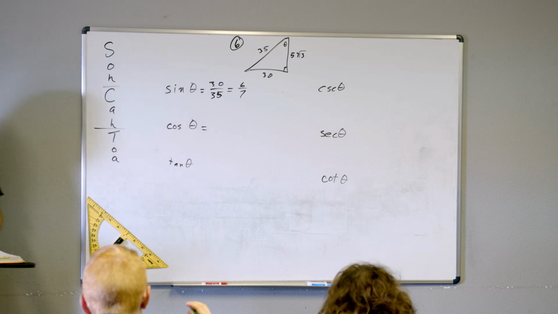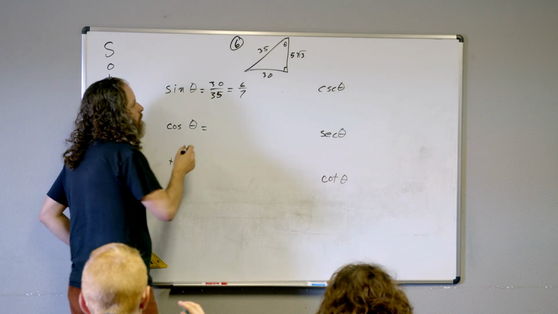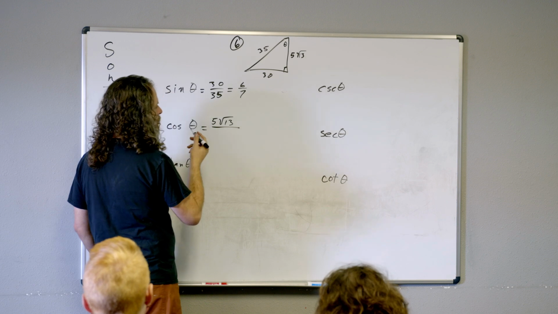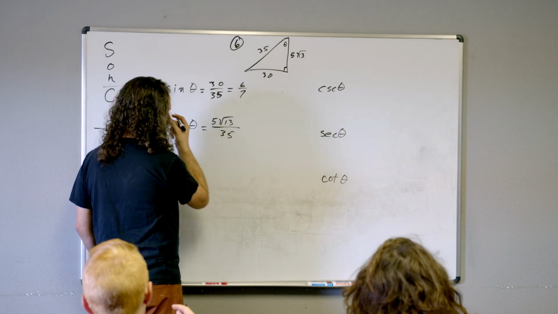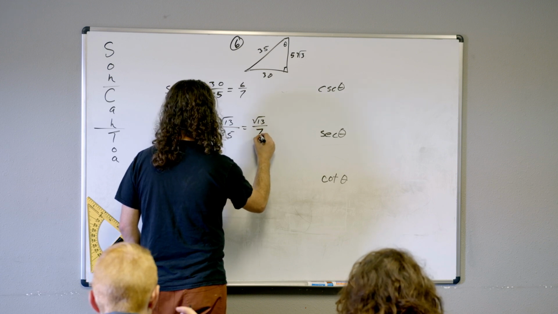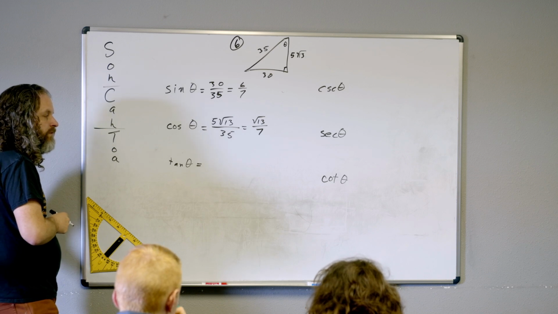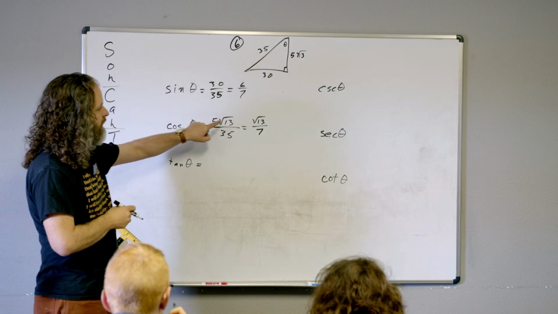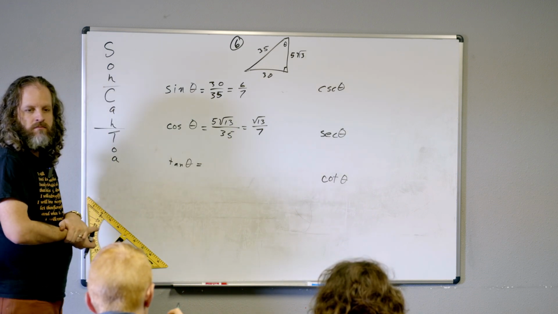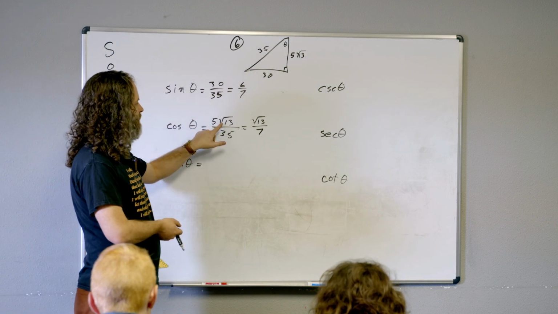Okay. Cosine is adjacent over hypotenuse. What's adjacent? 5 times the square root of 13. And the hypotenuse is still 35. Does it reduce? Yes. Square root of 13 over 7. You got that by dividing the top and bottom by 5, yeah? 5 divided by 5 is 1. 35 divided by 5 is 7. Just reducing fractions.